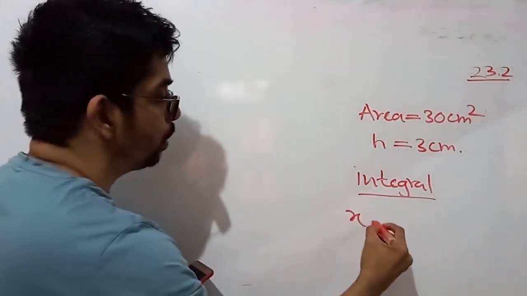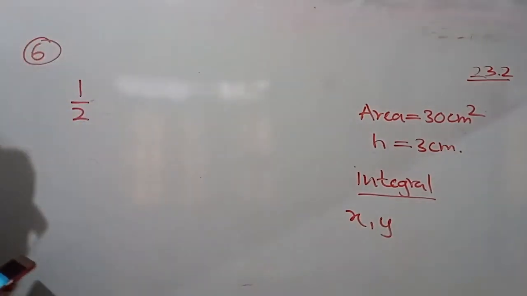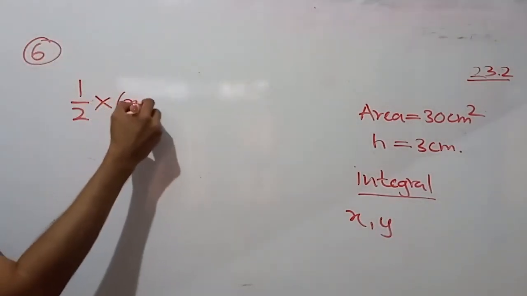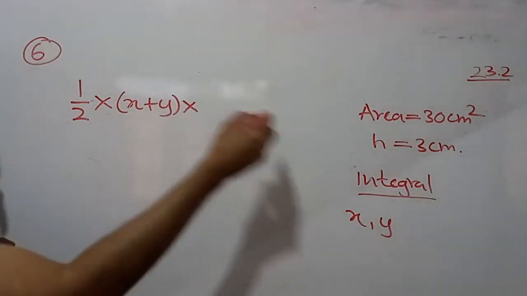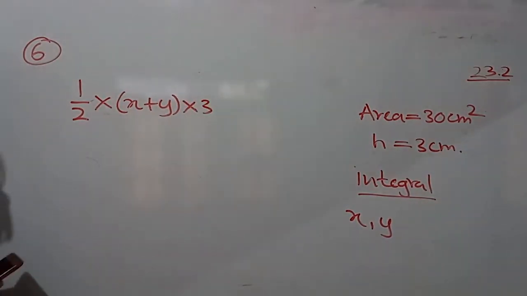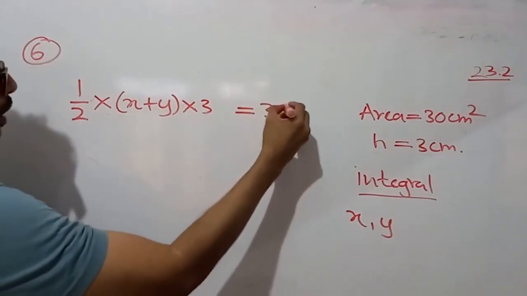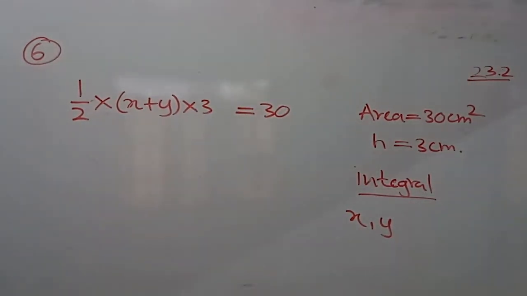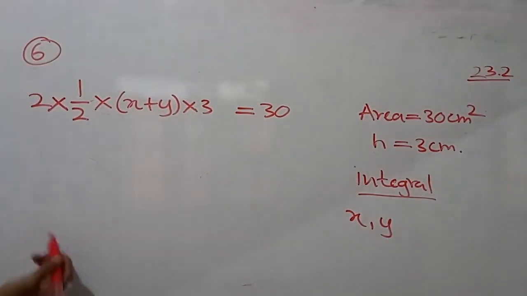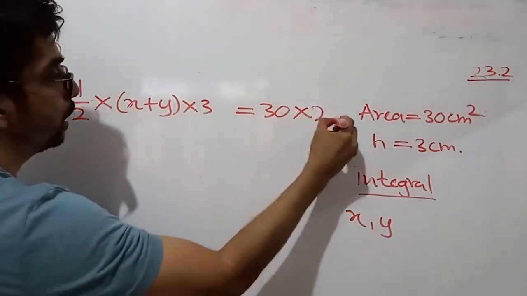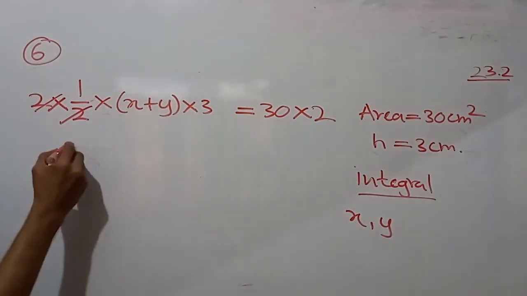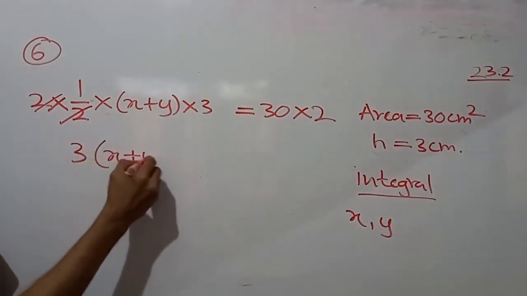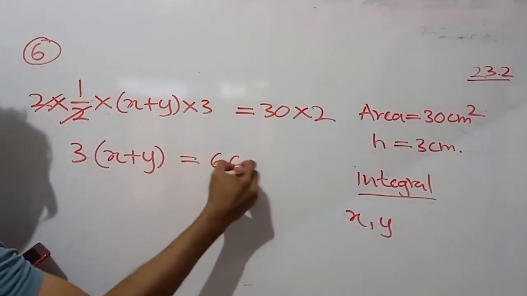අපි එක ගමු x සහ y කියලා. Right? So half into x plus y. Then we can multiply that by 3. So that is equal to what? 30. Now I will multiply this side by 2. So I have to do the same thing to the other side. So I can cancel out the 2. So here it is what? 3 times x plus y, that will be equal to 60.